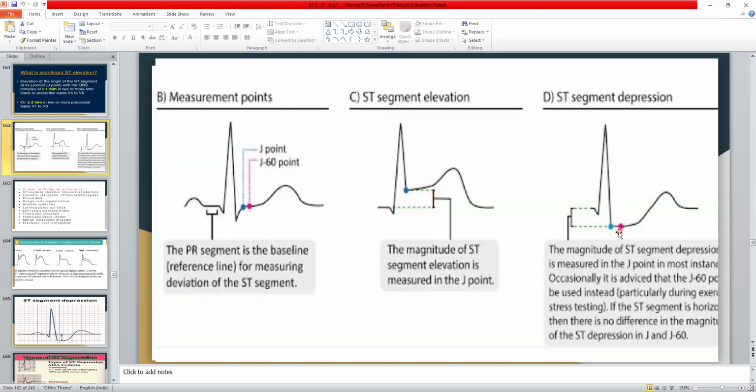When the ST segment is depressed, this is the ST segment depression. This is the normal PR segment. So you have to take the horizontal line at the PR segment and then the horizontal line at the J point, the ST segment. Then this will give you the magnitude of ST segment depression.